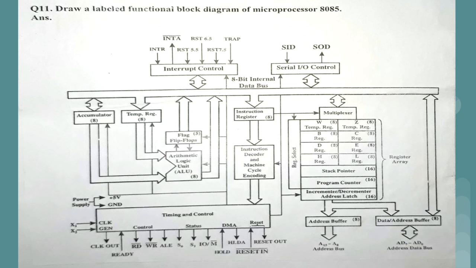After that we have the instruction register. Again the instruction register is connected to the instruction decoder. This is the diagram which we have learned in CPU organization, but in that the accumulator and temporary register were present on the right-hand side and the ALU was present on the left-hand side. But in this diagram, the accumulator, temporary register and flag register are present on the left-hand side and the ALU is present on the right-hand side.